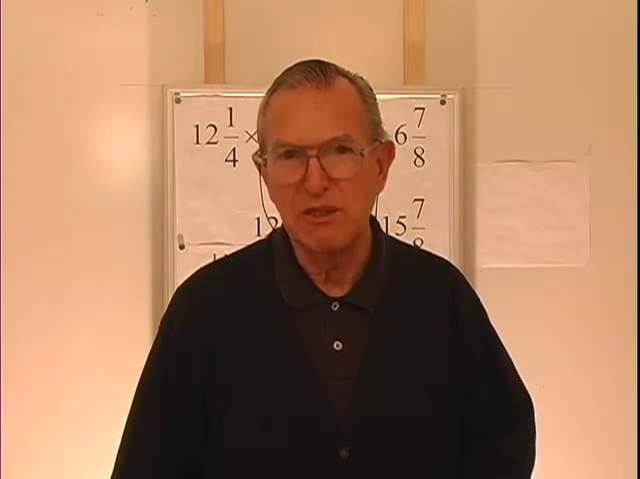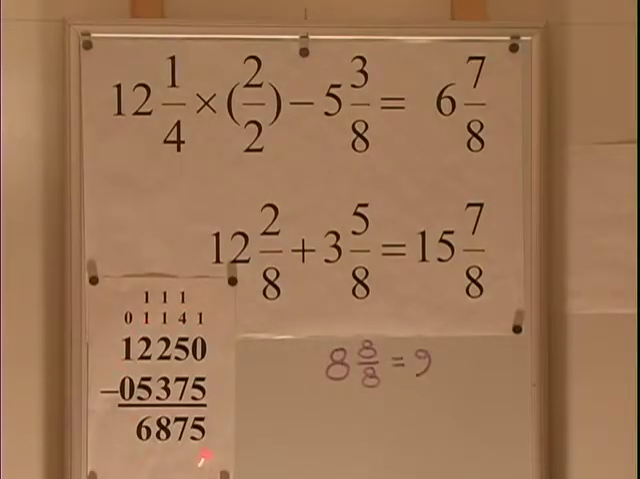We want to subtract a mixed number. Here's our original problem. 12.250, as a decimal fraction, translates into 12 1/4. 5.375 translates into 5 3/8. So I want to subtract 5 3/8 from 12 1/4, and what I should get is 6 7/8, 6.875.